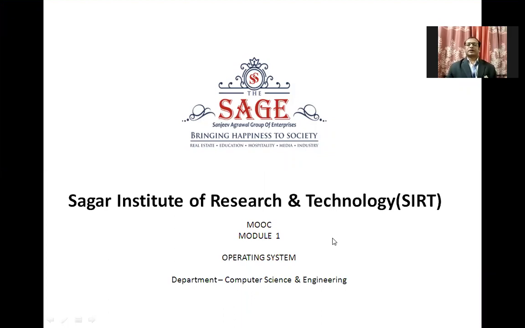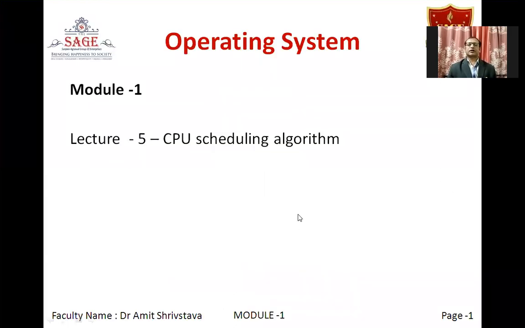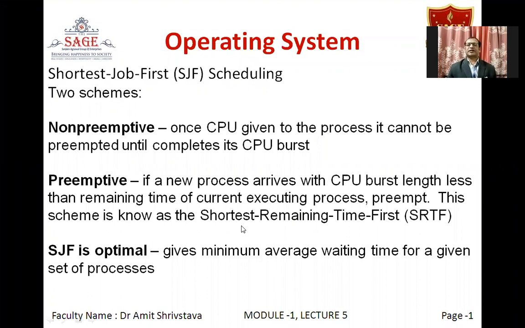Good morning, everyone. So we'll be continuing our module 1 lecture series with CPU scheduling algorithms. Today we will be seeing the shortest job first scheduling algorithm.